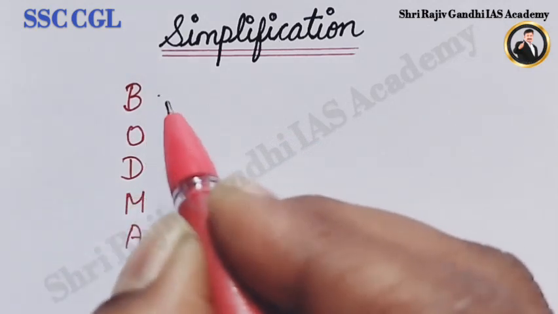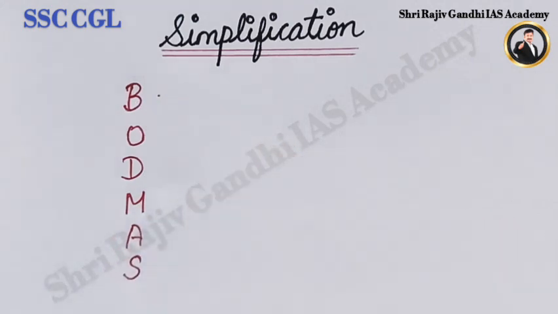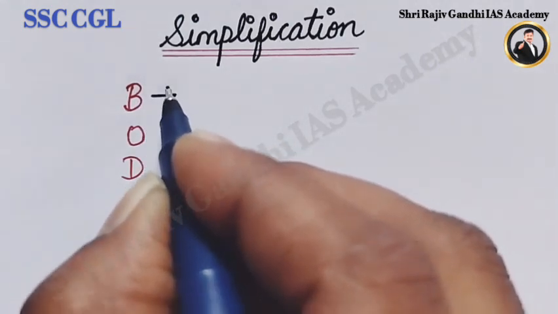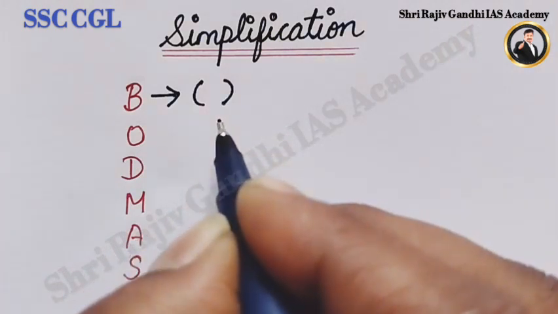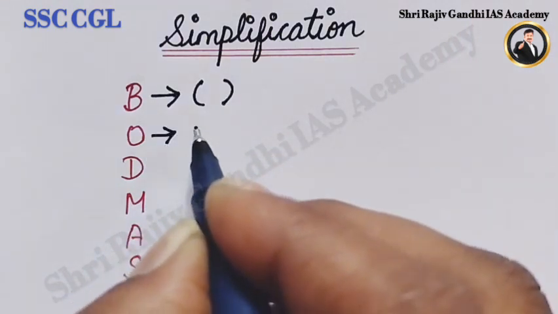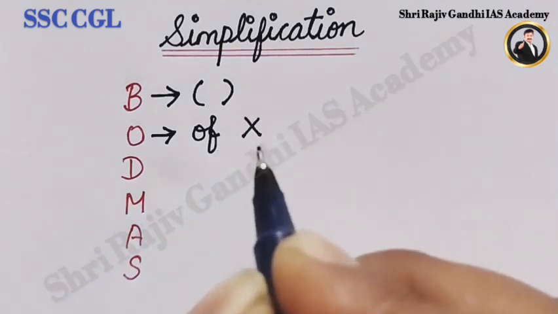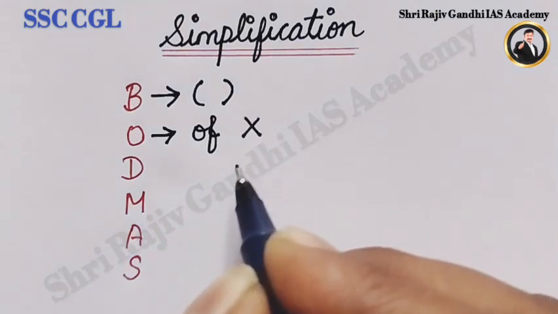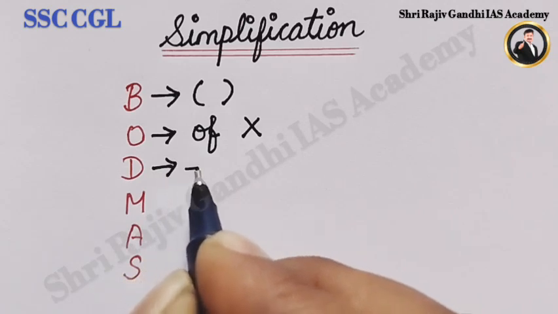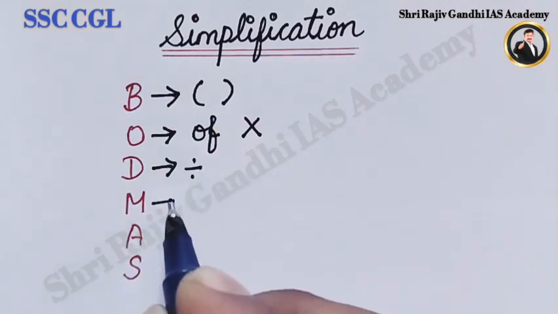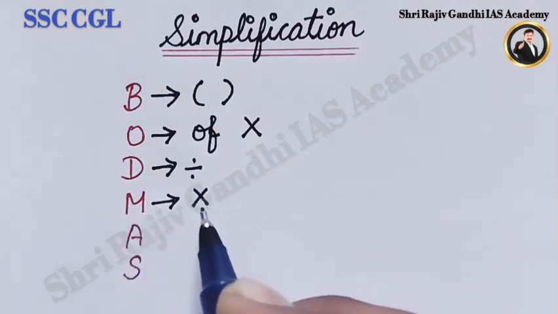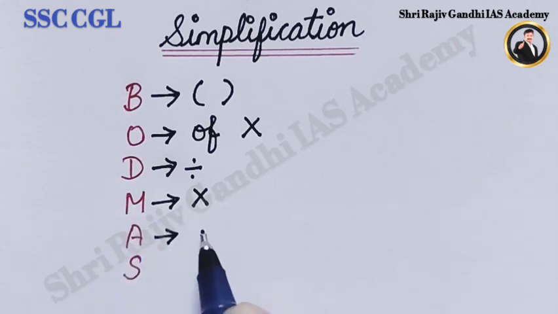BODMAS. So what is meant by B? B is nothing but bracket. So listen carefully, it is bracket. Next, O. O means nothing but of. Of means just multiply, that is the multiplication symbol. Next, D. D means division. M means multiplication. We all know that. A means addition and S means subtraction.